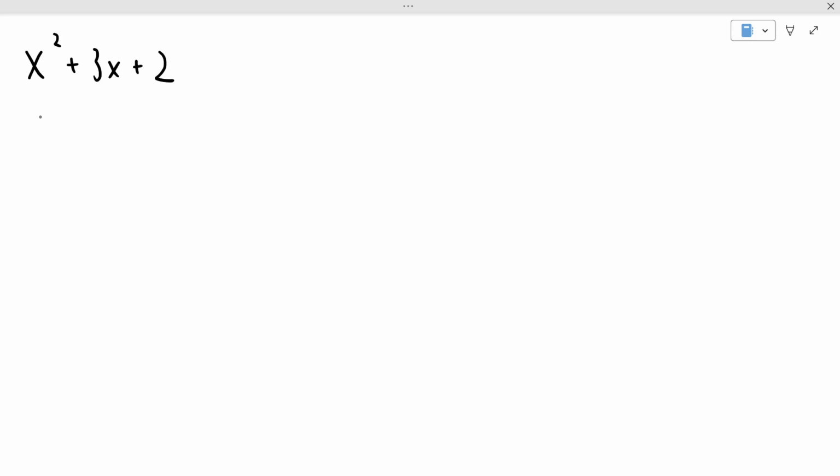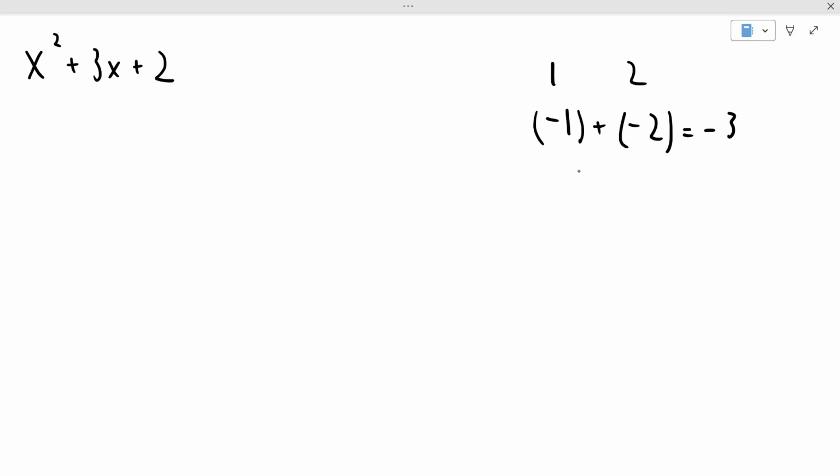We need to first look at the constant term, which is a 2, and we need to find two numbers that multiply to 2 and add to the coefficient in front of the x term, which is a 3. The possible pairs of numbers that multiply to 2 are 1 and 2, and -1 and -2. If we look at the second pair, -1 and -2, we can see that -1 plus -2 is equal to -3, which is not equal to the coefficient of the x term, which is 3. So this pair of numbers is not the right one.